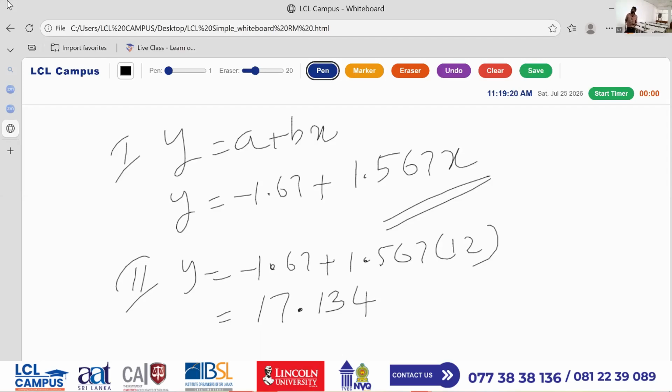Listen, when advertising cost is 12,000, sales quantity will be 7.134. No. Then this also you want to multiply by 1,000 and keep, because the sales quantity is also given in thousands. Therefore, the sales quantity will be this one into 1,000, which means 17,134. Understood that?